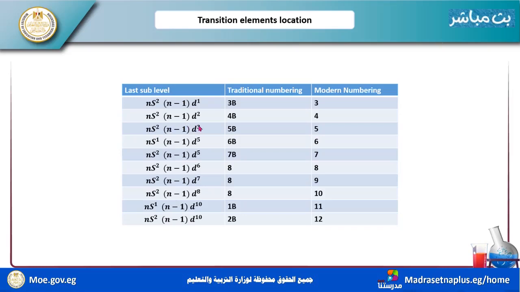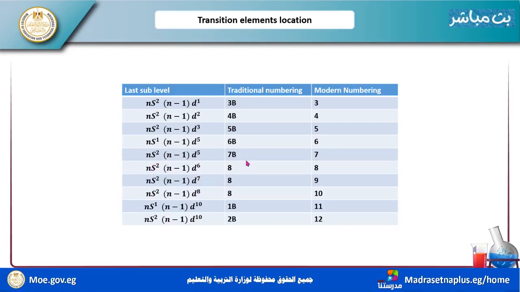ns2, d3, 5, b. Here, ns2, d5, d1, sorry, 1 plus 5, 6b, or 6. This is number 3, 4, 5, 6, according to the 6b, 6. ns2, d6, this is 8, 8, 8. This is the number of electrons.